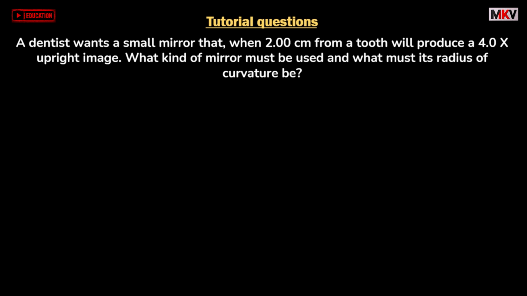So to our solution, we know that 1 over f is equal to 1 over di plus 1 over d naught. So we know the parameters given in the question, which is the object distance and the magnification. So we can use the magnification equation to find the image distance and hence find the focal point of the mirror and use that to find the radius of curvature of the mirror.